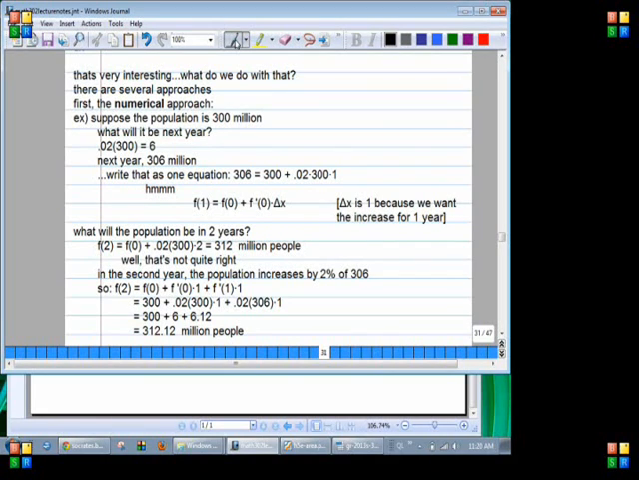Right. Like interest. Like interest, exactly. Compounding. Right. So compounded either annually, in this case, or you could say compounded continuously, which will give you e to the something. Okay.